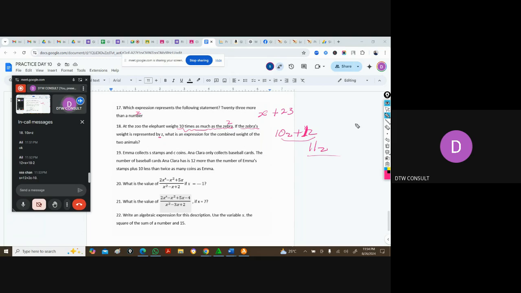Okay, let's look at it together. Ali, why are you using X? You're given S and C. Look at it again, Ali.